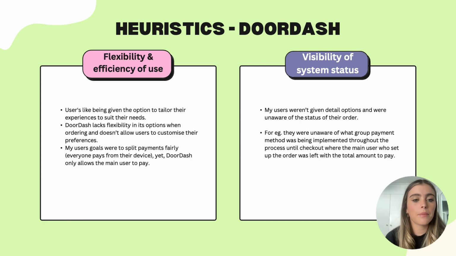DoorDash. Users like being given the option to tailor their experiences to suit their needs. DoorDash lacks flexibility in its options when ordering and doesn't allow users to customize their preferences. My users' goals were to split payments fairly. Everyone pays from their own device, yet DoorDash only allows the main user to pay. My users weren't given detailed options and were unaware of the status of their order. For example, they were unaware of what group payment method was being implemented throughout the process until checkout, where the main user who set up the order was left with the total amount to pay.